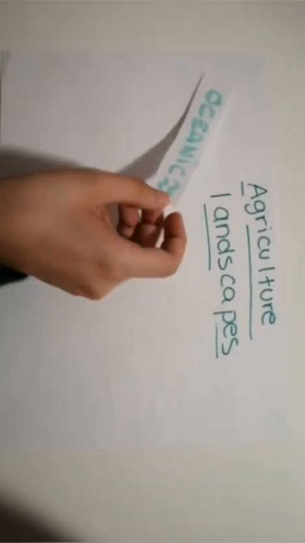Agricultural landscapes. There are 5 types. 1. Oceanic agricultural landscape. It corresponds to areas with oceanic climate. It is specialized in intensive livestock farming for dairy products and meat. It also produces cereals and fodder.